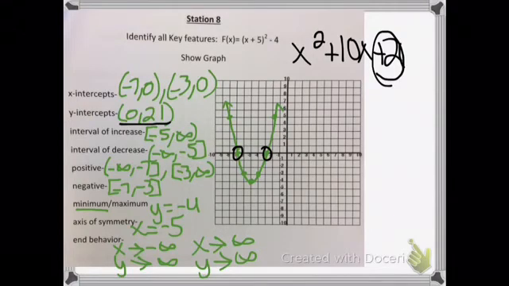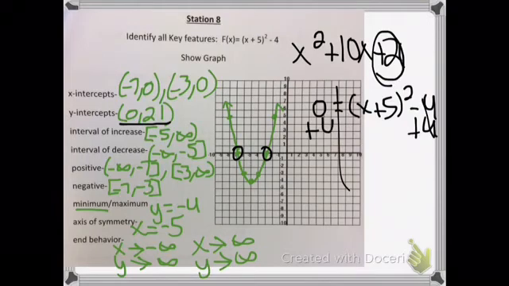Now you can also put it in your calculator, do an equation, or you can plug in a 0 for your y value and figure out your x-intercept, or intercepts. So we could also plug in a 0 here. Plus 5 squared minus 4. So I can add 4, 4 equals x plus 5 squared.